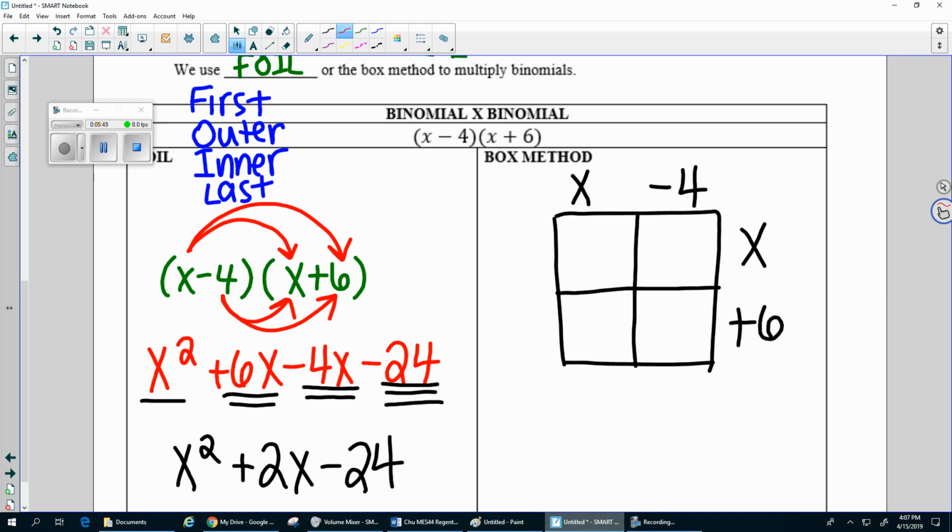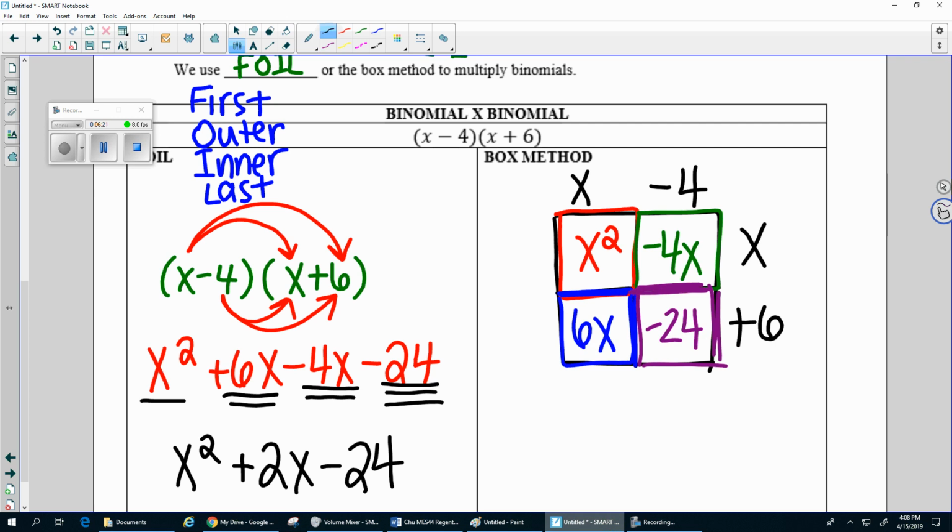Now we're going to multiply to find the area of each box. This box highlighted in red is going to be x times x. I get x squared. In green, I have negative 4 times x. That's minus 4x. In the blue box, that's created with x and positive 6, so that gives you 6x. And then in our final purple box, that's created by negative 4 times 6. That gives us negative 24.